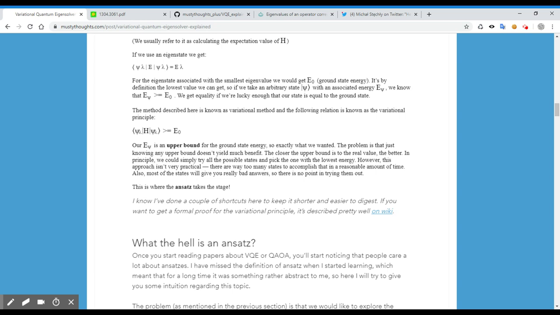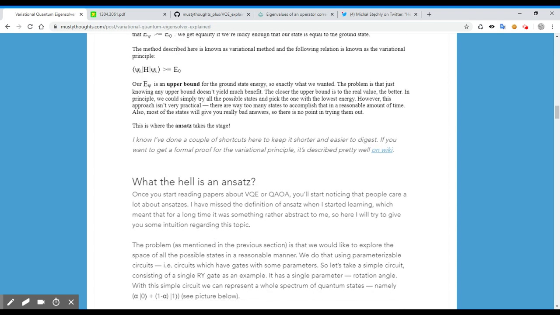The problem is that just knowing an upper bound doesn't yield much benefit. The closer the upper bound is to the real value, the better. In principle, we could simply try all the possible states and pick the one with the lowest energy. However, this approach isn't very practical. There are way too many states to accomplish that in a reasonable amount of time. Also, most of the states will give you really bad answers, so there is no point in trying them out. This is where the ansatz takes the stage. I know I've taken a couple of shortcuts here to keep it short and easy to digest. If you want to get a formal proof, okay.